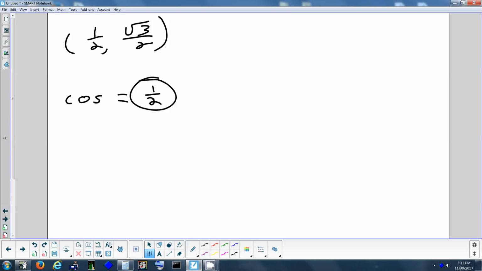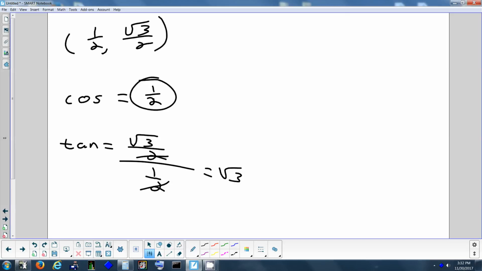Now, you probably remember this has something to do with either a 30 or a 60 degree angle. I don't really care, that doesn't matter. All I need to know is the coordinate, and they gave it to me. How about the tangent? What's the formula for tangent? Y over x. So when you divide those, the 2's cancel, and you get the square root of 3.